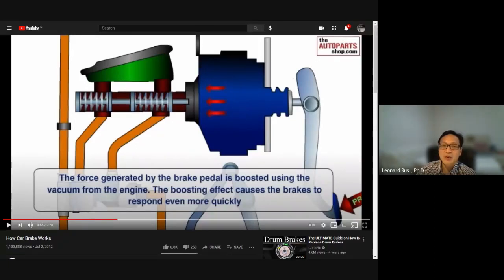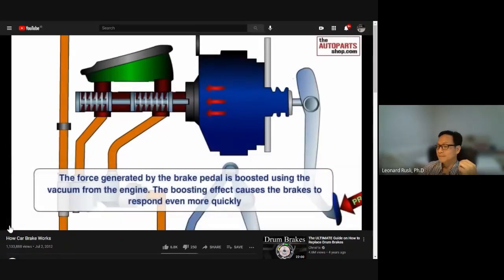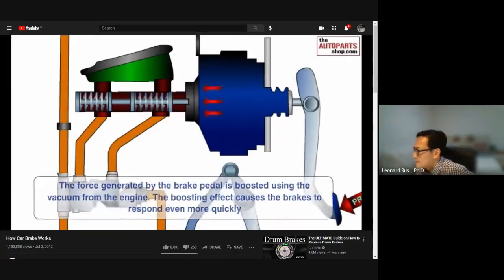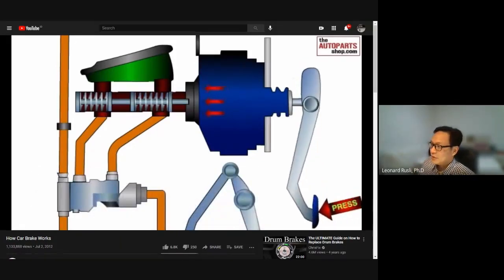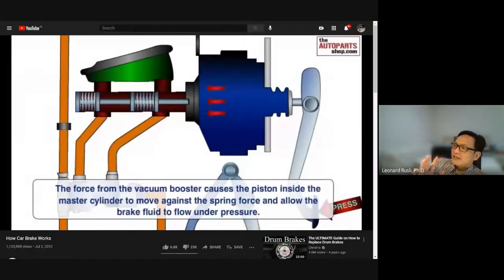10 kilograms kali 20 itu cuma 200 kilo. Sedangkan you need literally tons to clamp on that disc brake. Okay. So this vacuum booster uses the engine vacuum to assist you in braking. So, waktu kalian braking, you're actually controlling how much boost you're getting.